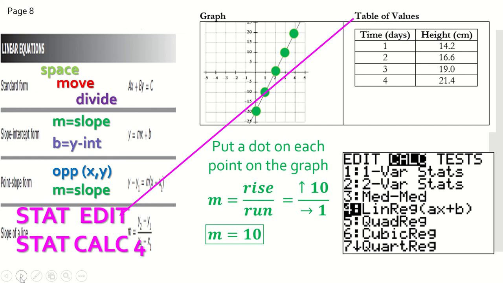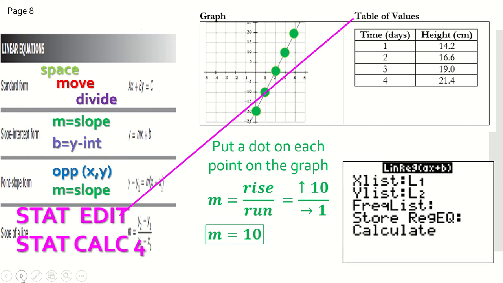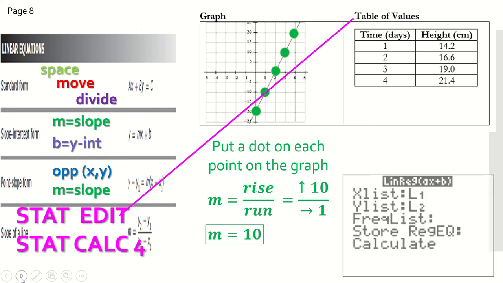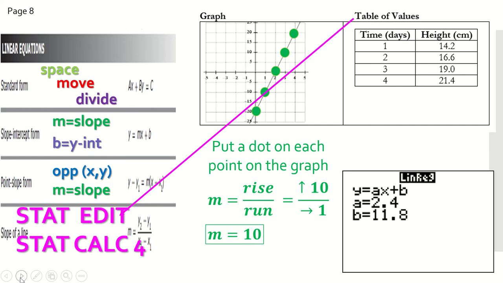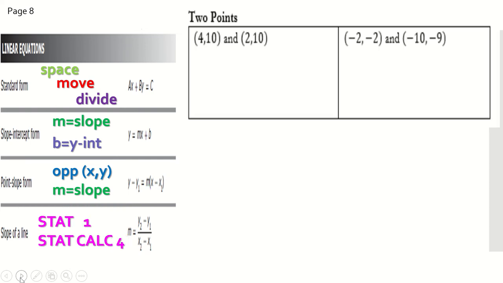We then go to stat calc 4 for our linear regression. Go down and select calculate, and we find the equation is y equals 2.4x plus 11.8. So the slope would be 2.4.